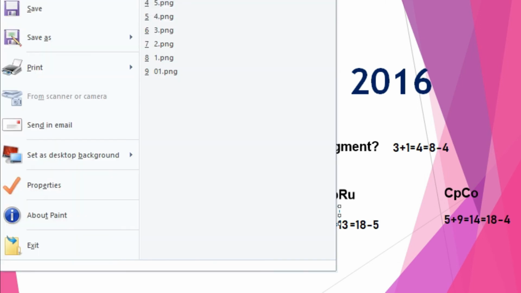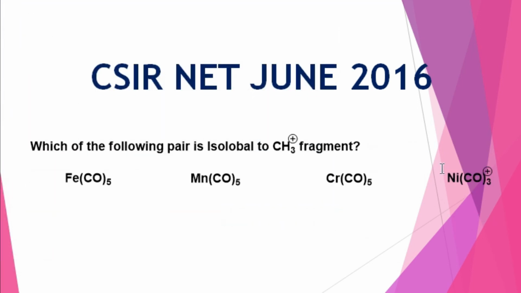So let's move on to our next question. This question appeared in CSIR NET June 2016. Here the question asks which of the following pairs is isolobal to the CH3 plus fragment.